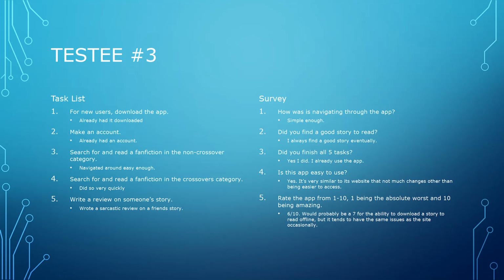As for number 3, they already had it downloaded, they had an account, they navigated it easy enough. They found a crossover pretty quickly, and they wrote a sarcastic review. This testee already had the app and was basically already using it, so they rated it simple enough navigation. They found a good story. They found it easy to use, and they rated it a 6 out of 10 because of a lot of bugs.